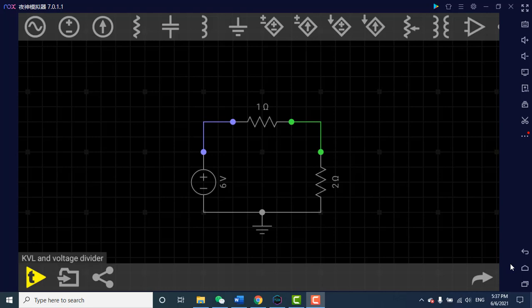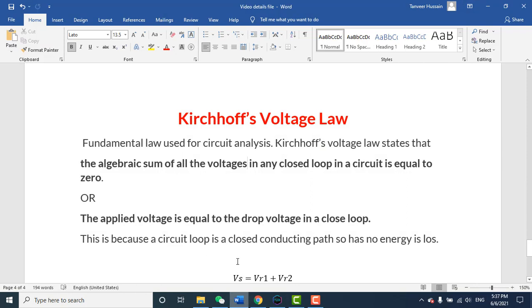Welcome. In this video we will talk about KVL, Kirchhoff's voltage law. Kirchhoff's voltage law is one of the fundamental laws used for circuit analysis. So here you can see what Kirchhoff's voltage law is.